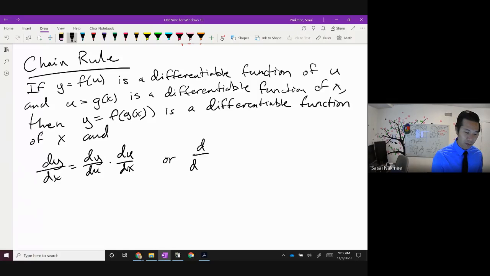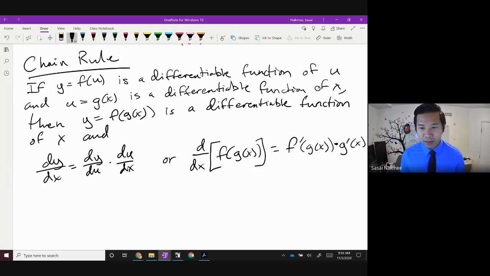If I take the derivative of a composite function, f of g of x, this is going to equal f prime of g of x times g prime of x. And what this is essentially saying is you're going to end up with the derivative of the outside function evaluated with the inside function times the derivative of the inside function. That's the main thing: when you take this derivative, you're just multiplying the derivative of the outside function times the derivative of the inside function.